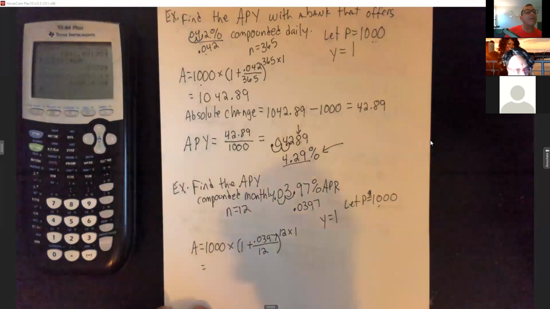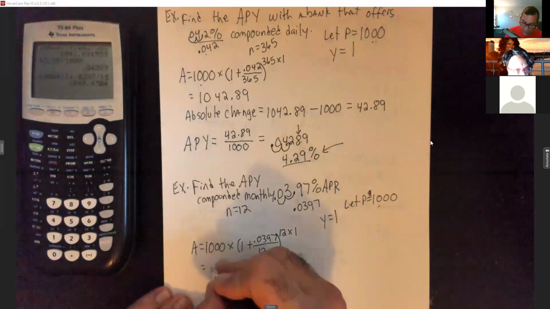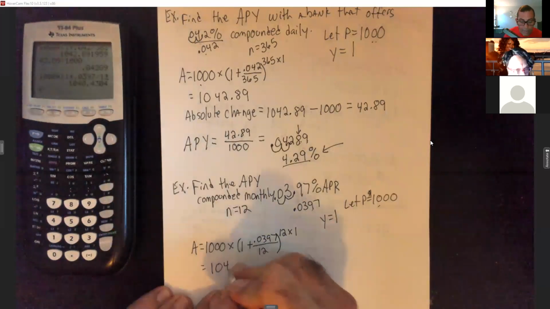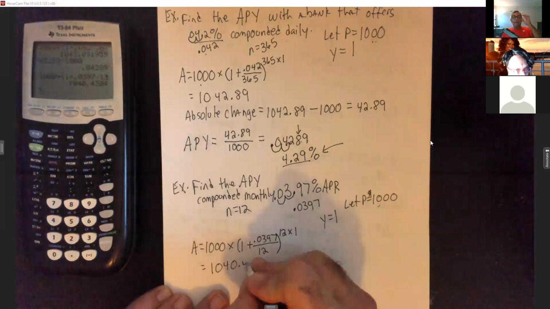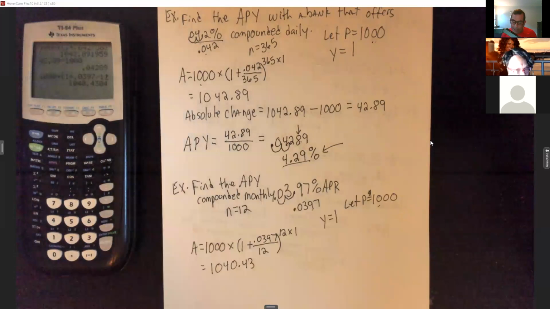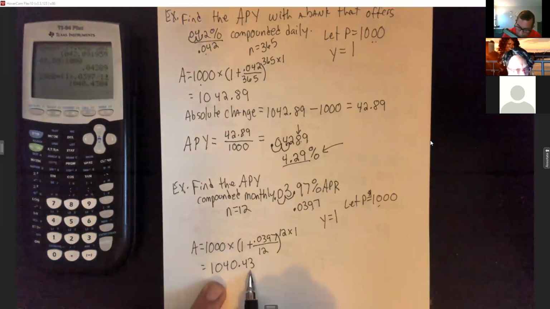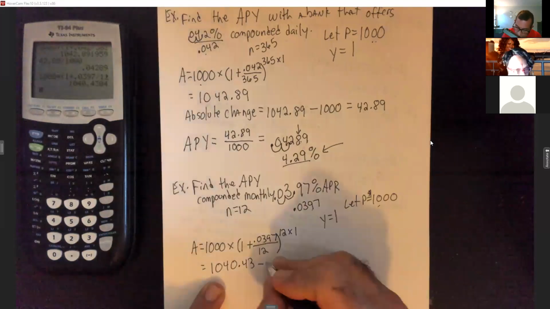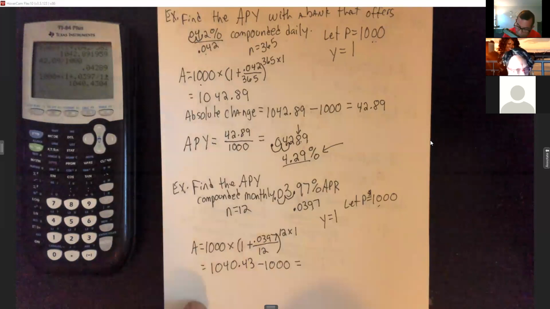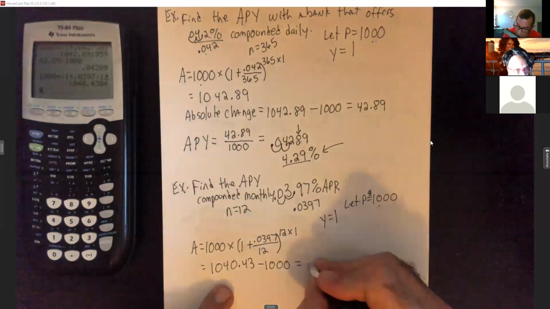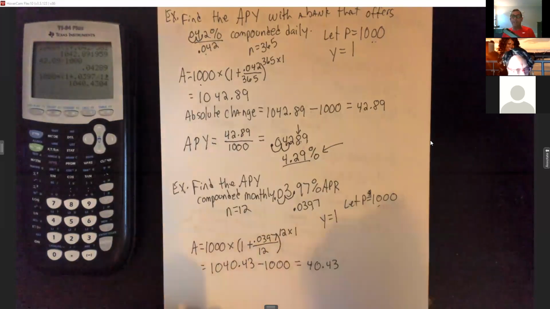So I'm going to hit enter, and that gave me, what's that look like? 1,040 point, no, I'm going to call that 43. So once again, that was my amount I made for the year. I'm going to subtract my 1,000 I started with to get my absolute change of $40.43.